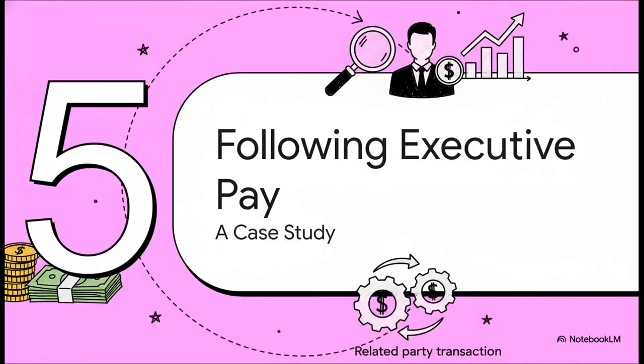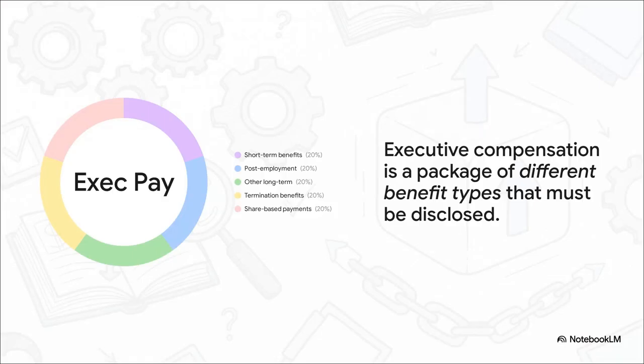Okay, let's zoom in on one of the most watched areas of disclosure, how much the top executives are getting paid. Because when you think about it, a CEO's salary is by definition a related party transaction. You know, an executive's pay isn't just a simple salary. It's this complex package of short-term cash, long-term bonuses, retirement benefits, stock options, the whole shebang. These disclosure rules force companies to break it all down so that everyone can see the complete picture.